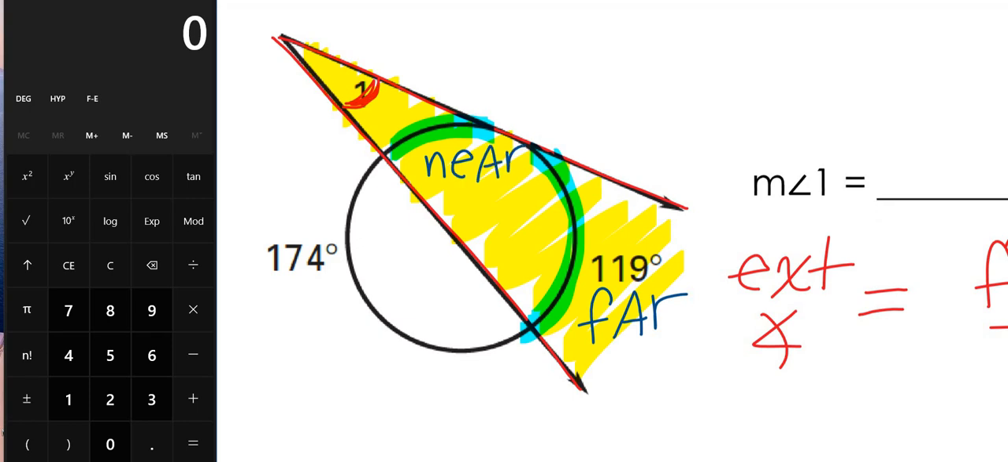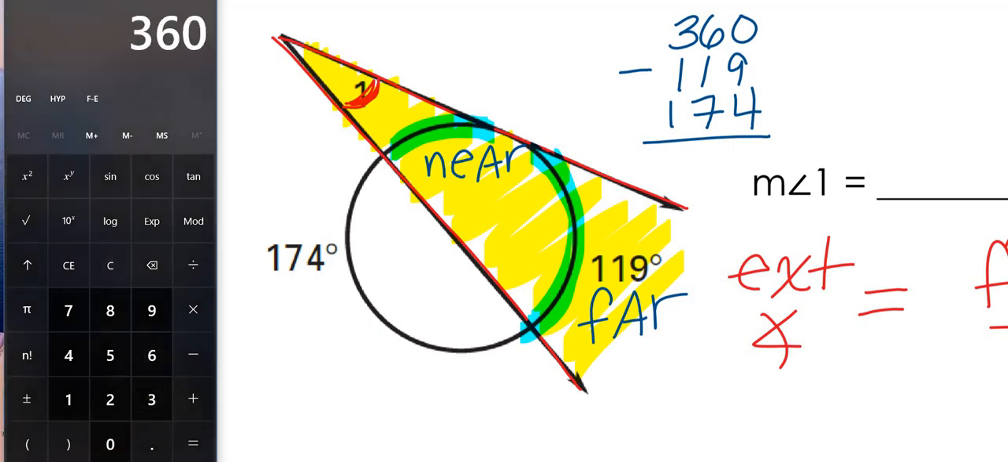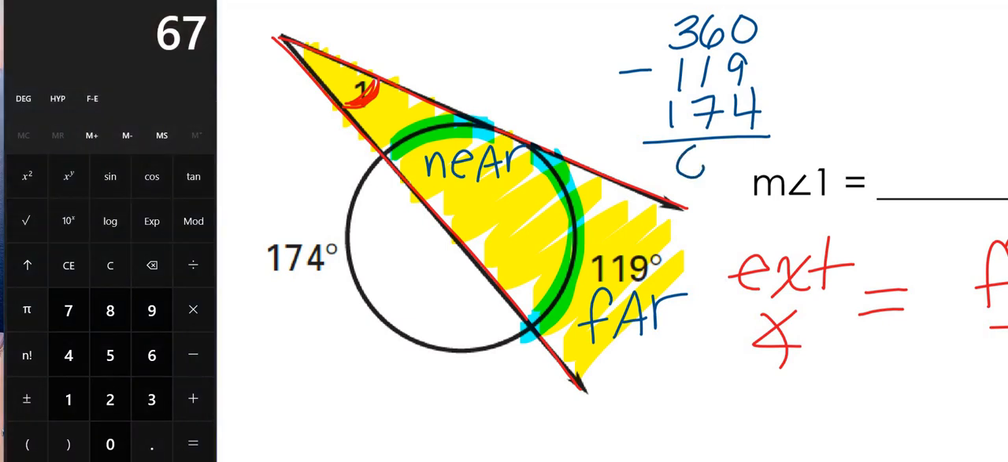Now I'm going to do the far arc minus the near arc and divide by 2. The issue is I don't have the near arc. I have the 174 and the 119, but I don't have the near arc. So to figure out the near arc, we're going to think about what the entire circle adds up to, and that's 360. I'm going to subtract the 119 and the 174 to see what I have left over for that near arc measurement. Grab your calculator. 360 minus 119 minus 174. And you get 67 degrees.